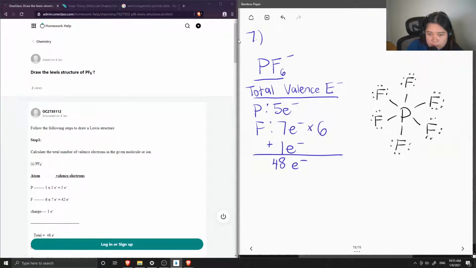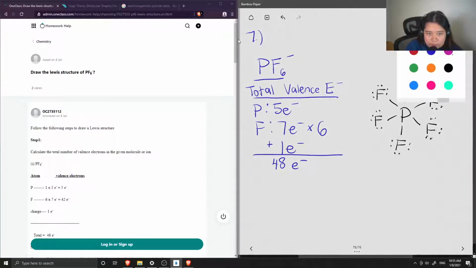Okay, so now let's count out how many electrons I've drawn so far. So if we see that each bond contains 2 electrons, and we have 6 bonds, that's 12, and then we just add up all of the lone pairs, so we have a total of 48 electrons. So now let's try to figure out the formal charges to see where that negative charge goes.